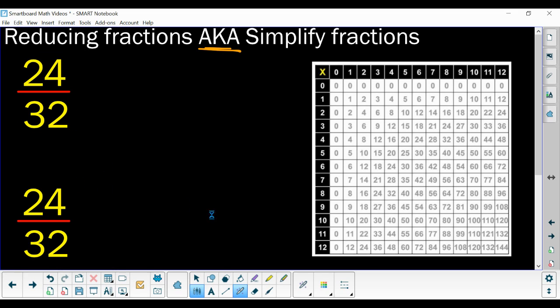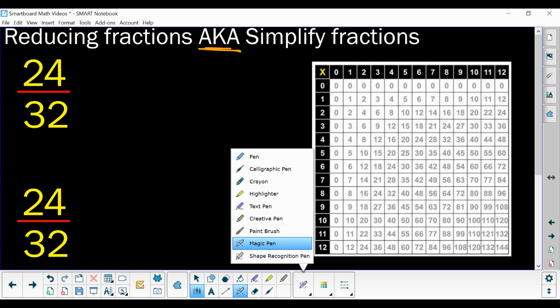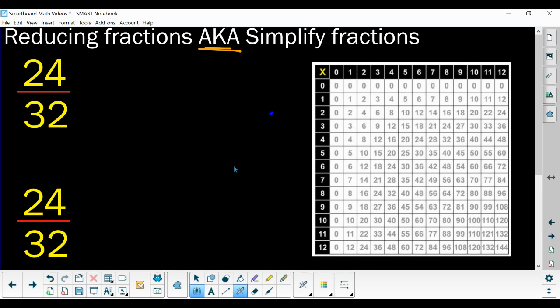And I'm going to show you two different ways this can be solved. One way is by using your multiplication chart. It comes in handy for multiplying, dividing, and also reducing. So the trick is, what you're going to be looking for is for both the top and the bottom, also known as numerator and denominator, to be lined up in the same column. Column means it goes up and down, up and down. That's what we're looking for. We're looking for both of these numbers to be lined up in the same column. So let's do that.